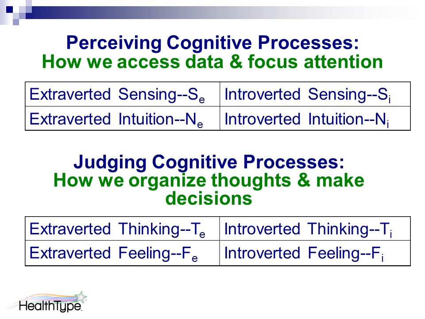And then 4 of them are how we organize our thoughts and make decisions. And these are called judging cognitive processes. And they are extroverted thinking, introverted thinking, extroverted feeling, and introverted feeling. And all of us use all 8 of these.